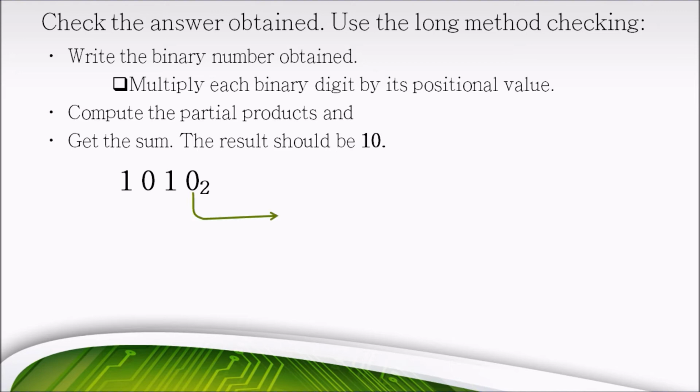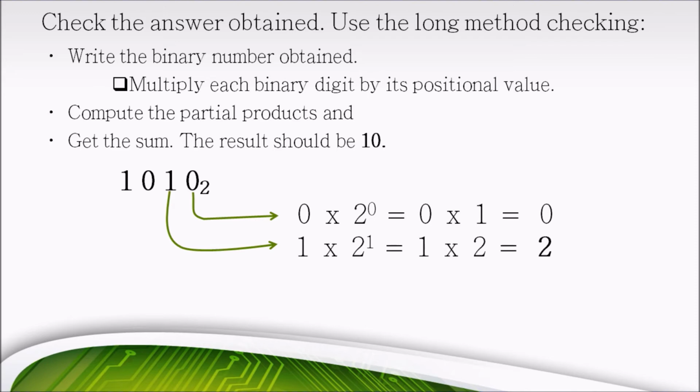Starting with the rightmost digit, 0, let's copy that and multiply it with its positional value 2 raised to 0, which simplifies to 0 times 1, giving the partial product 0. Next is the digit to the left, 1. Multiply it by 2 raised to 1, simplifying the expression to 1 times 2, giving the partial product 2.